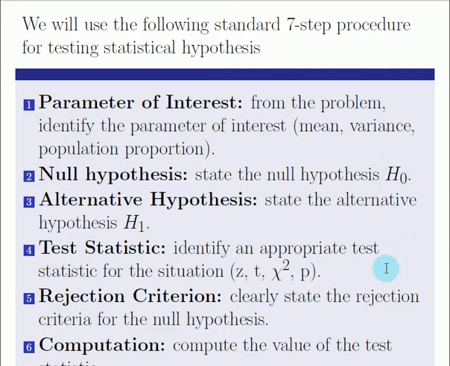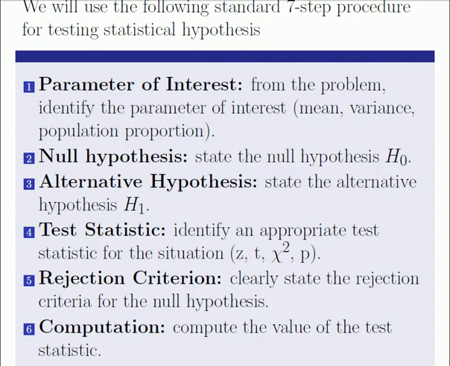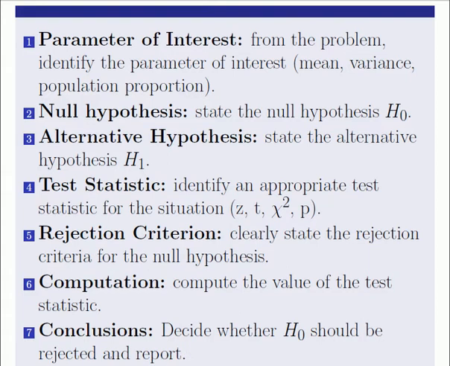And the fourth step is to identify a test statistic, just like we did earlier in the confidence interval chapter, where we decided whether we had to conduct a z-test, a t-test, a chi-square test, or use the population proportion p for conducting any of these tests. Even though for population proportion we really use a z, we've got to identify the appropriate test statistic. The fifth step is to develop your rejection criteria. So we clearly state under what conditions your null hypothesis is rejected in favor of your alternative hypothesis.